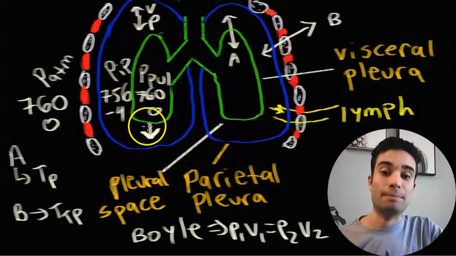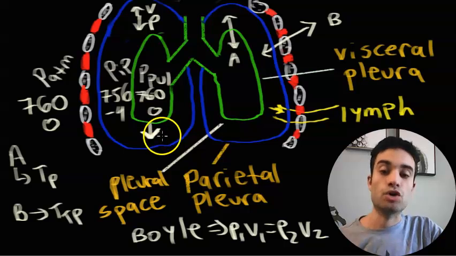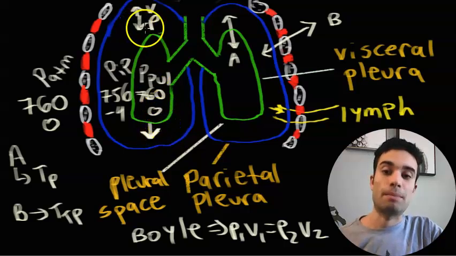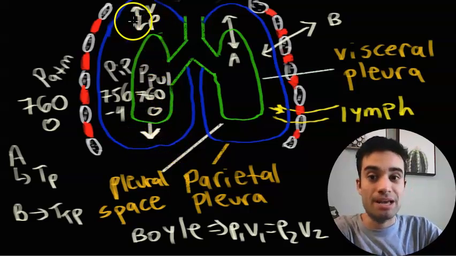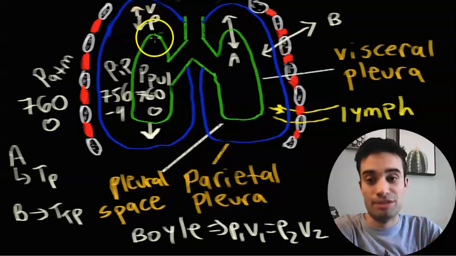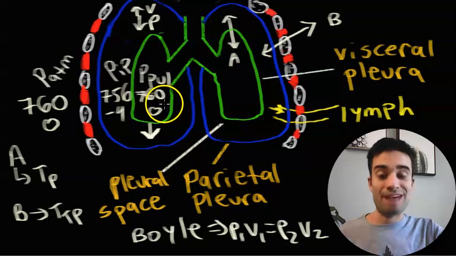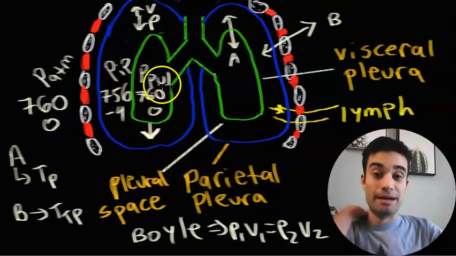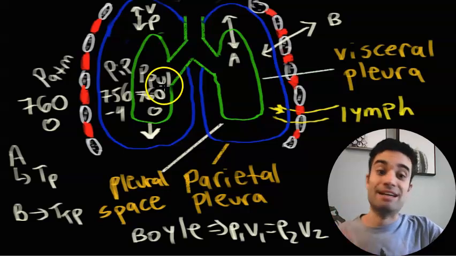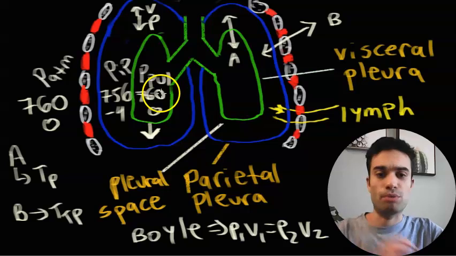So let's say at the bottom, it's slightly greater than at the top. At the top, the pressure is less. So maybe here it's -2 or -3, and there it's like -7, for example. But on average, it's -4. But because of gravity, there are variations in pressure as you go from the apex to the base and vice versa. The intrapleural pressure can change. So I wanted to point that out.